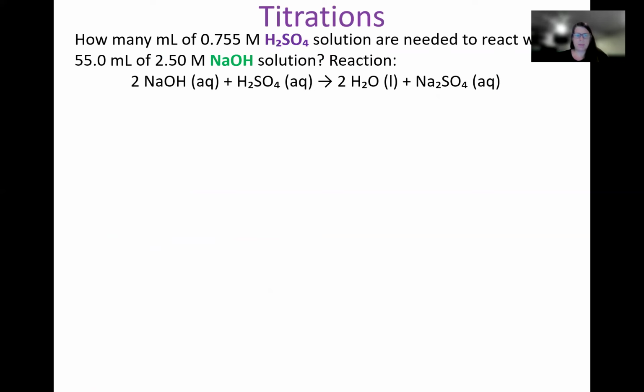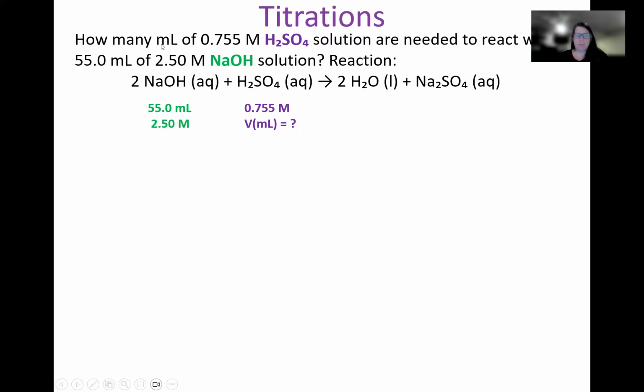In this next problem, we're asked how many milliliters of a 0.755 molar sulfuric acid solution is needed to react with 55 milliliters of a 2.5 molar sodium hydroxide solution, and we're given the balanced chemical equation. What I like to do for these problems is write the pieces of information I'm given for each reactant. For sodium hydroxide, we're given 55 milliliters and 2.5 molar. For sulfuric acid, we're given the molarity, and the volume in milliliters is the question mark.